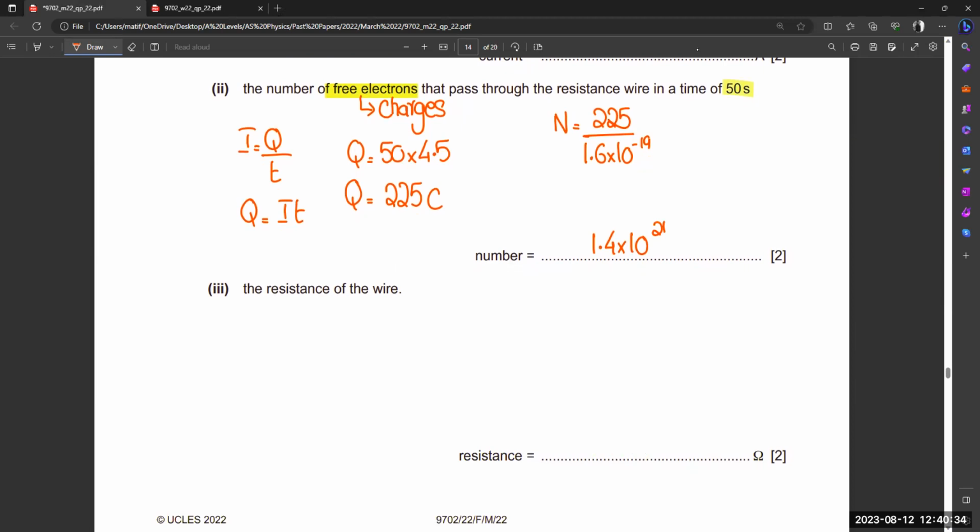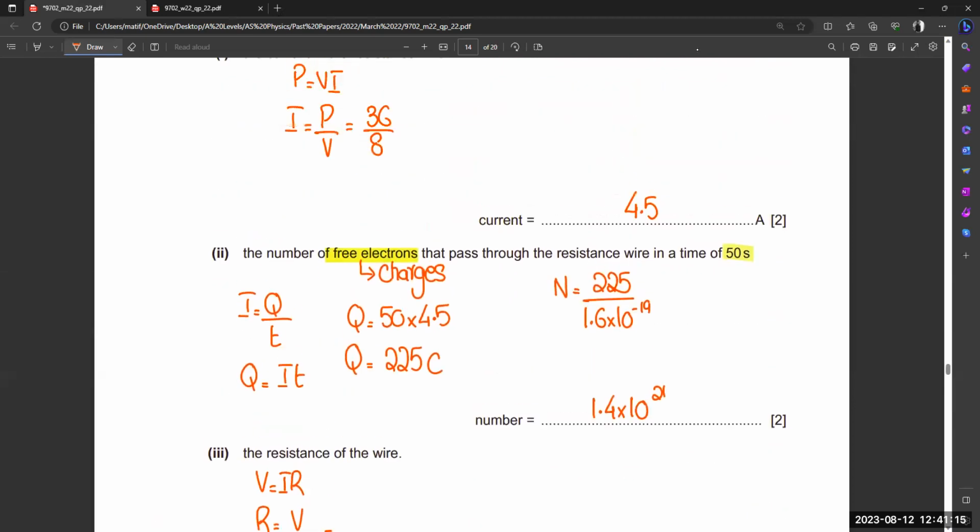Now, the next part is you need to calculate the resistance of the wire. So V equals IR and R equals V divided by I, right? It means that we again need to use the formula V equals IR, Ohm's law. You can see from your past papers that most of the questions follow the same pattern of IGCSE, step by step.